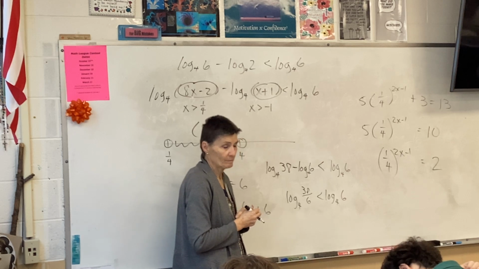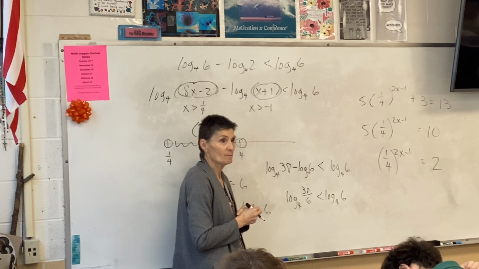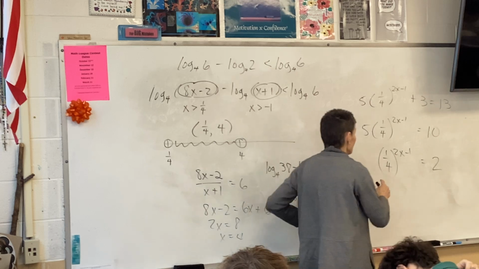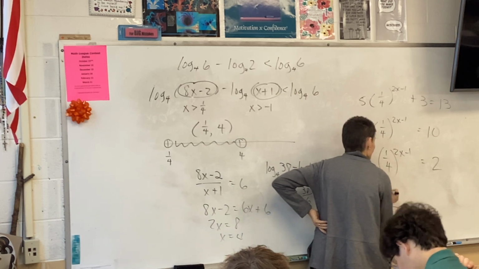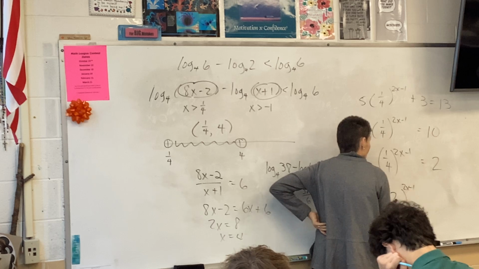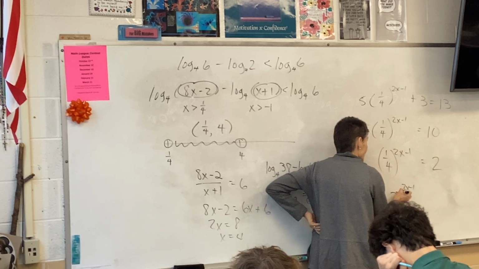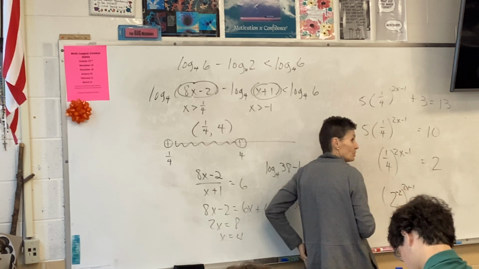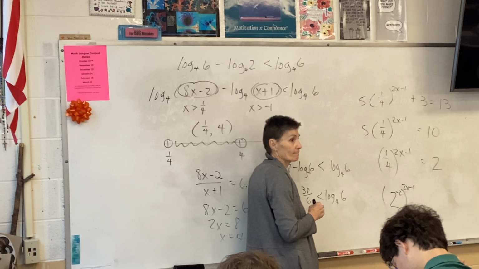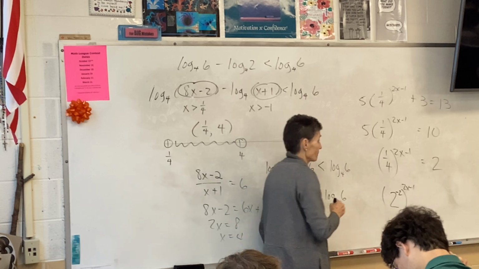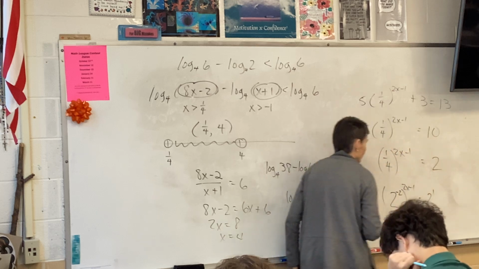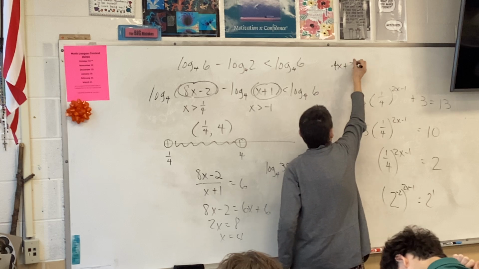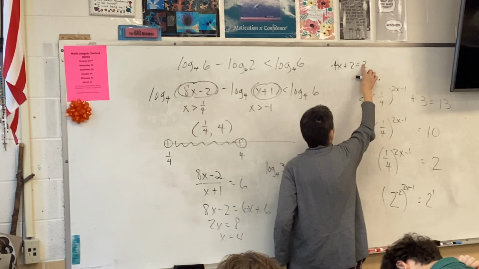Now what are you gonna do? Get a common base. And what's your common base gonna be? 2? Now be careful. You're gonna change this into 2 to a power. 1 over means that power has to be negative. And since 4 is 2 squared, negative 2. Equals 2 to the first. Negative 4x plus 2 equals 1.